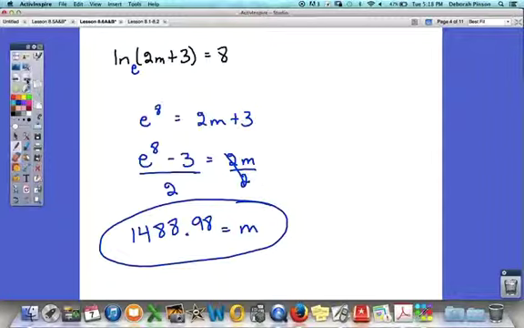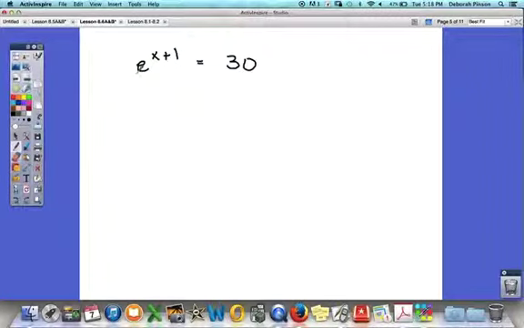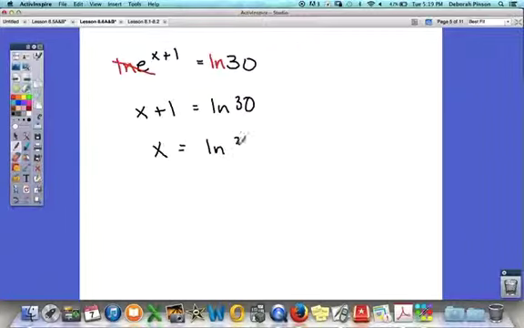Okay, now let's go the opposite direction. This time it's got an e in it. So what I'm going to go through and do is take the natural log of both sides. So I'll end up with x plus 1 equals natural log of 30 and subtract the 1. So I'll put natural log of 30 in my calculator and then subtract 1 from it. So 2.40.